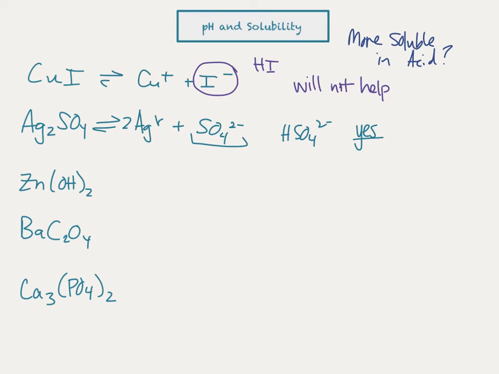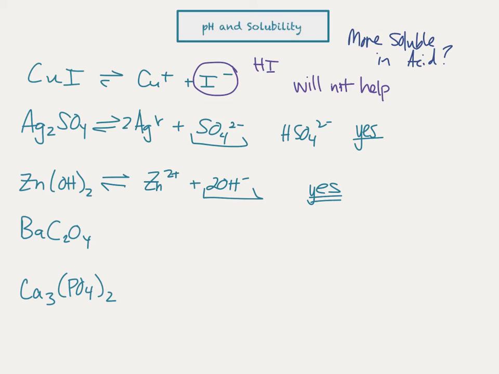Okay, now let's look at our zinc hydroxide. This one is a little bit easier to see, just like our magnesium hydroxide example earlier. We'll have our zinc ions and our hydroxide ions. Adding more acid to our solution would attack our hydroxides, removing them. And so yes, this salt will be more soluble in acid.